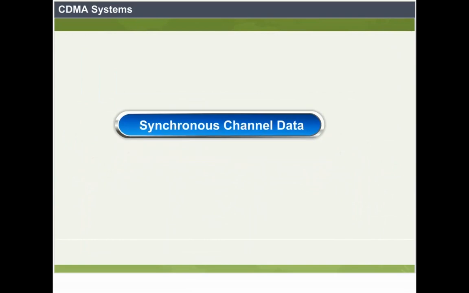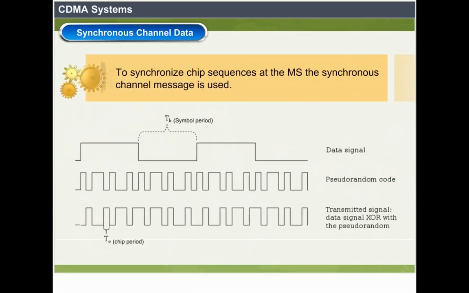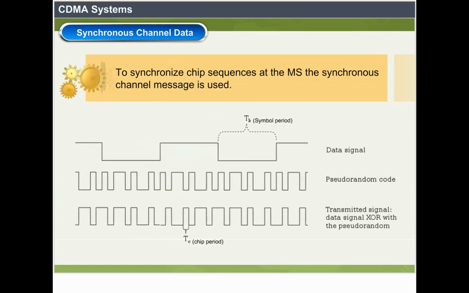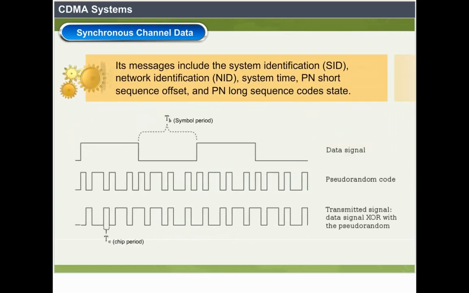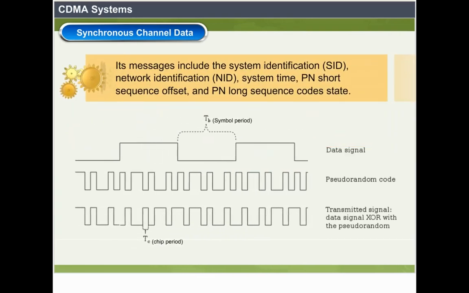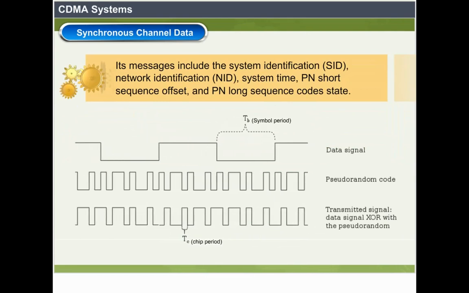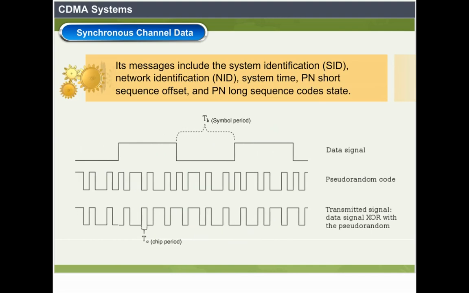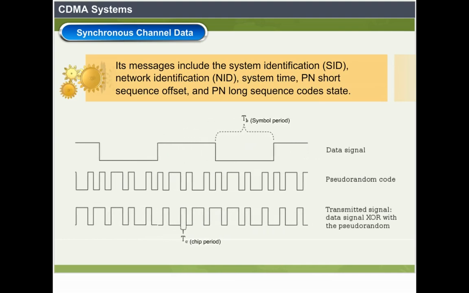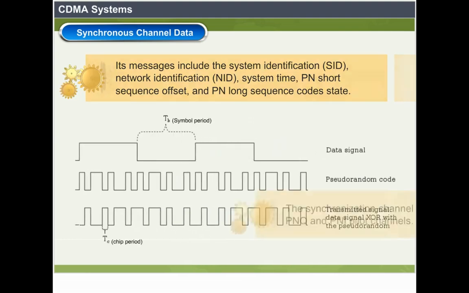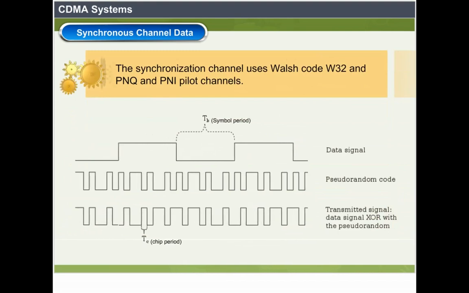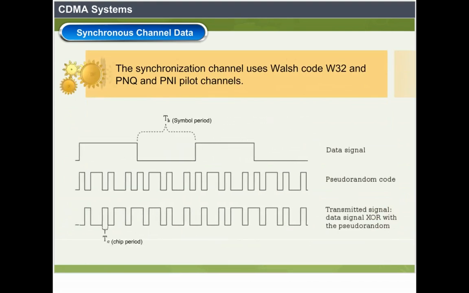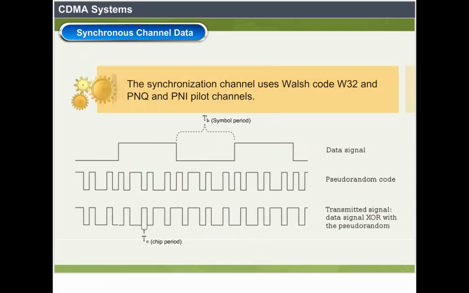Synchronous channel data. The synchronous channel message is used for synchronization of chip sequences at the MS. Its messages include the system identification SID, network identification NID, system time, PN short sequence offset, and PN long sequence code state. The synchronization channel uses Walsh code W32 and PNQ and PNI pilot channels.